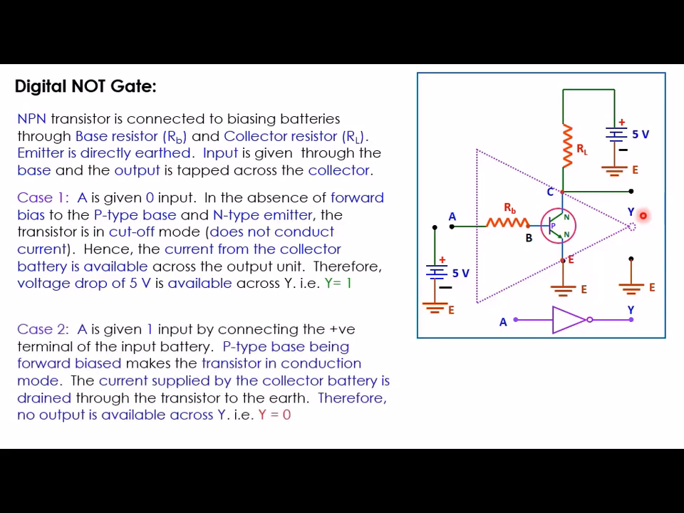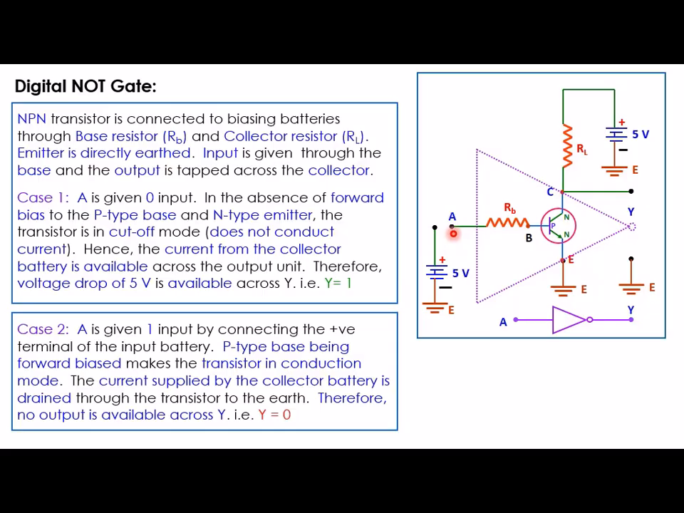Now in case 2, if A is given plus 5 volt and the emitter terminal is 0 volt, then this base to emitter junction, where the base is P type material and the emitter is N type material, will be forward biased. If it is forward biased, then it will conduct current, and if it is conducting current, then there will be a collector current too. If there is a collector current, then a current will pass through this load resistance RL, and there will be a potential drop across RL, which will be exactly equal and opposite to this battery plus 5 volt.